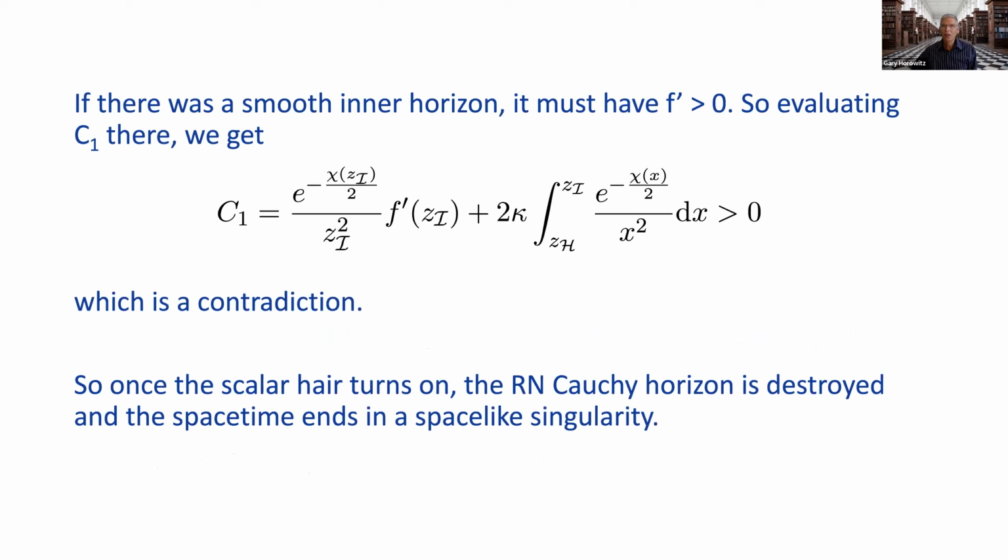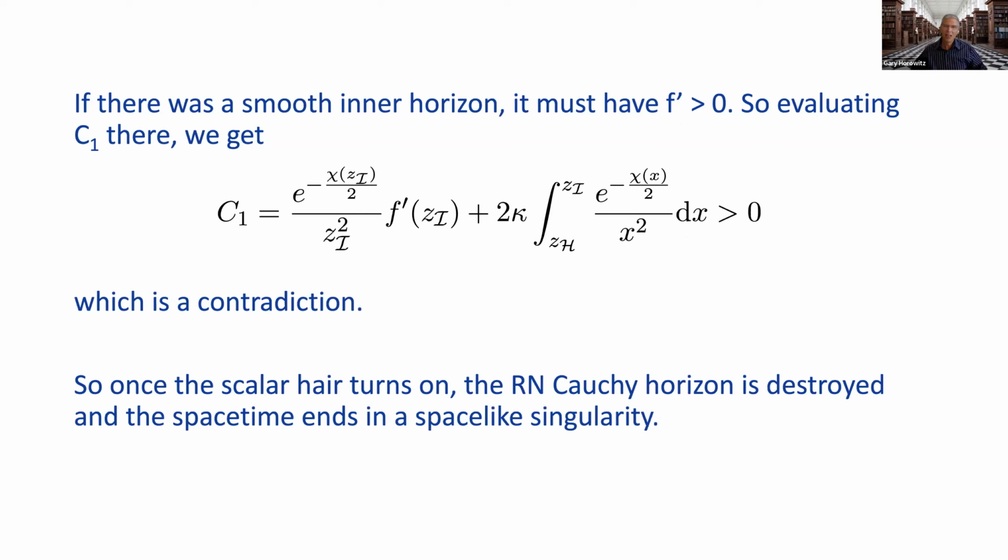If there was a smooth inner horizon, f would be negative between the inner and outer horizon, becoming positive when you pass the inner horizon. So its derivative would be positive. If we evaluate the constant there, we get now a positive first term from the derivative of f. The second term doesn't contribute since phi is still 0. The third term contributes, but that's just some positive integral. So we conclude that this constant has to be positive.